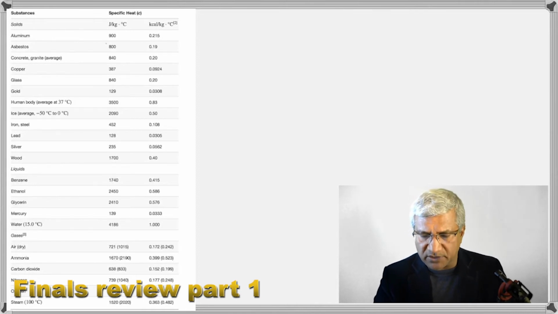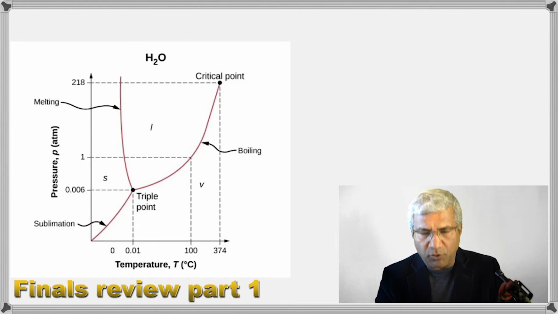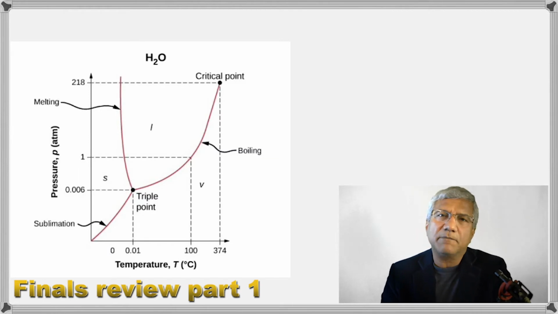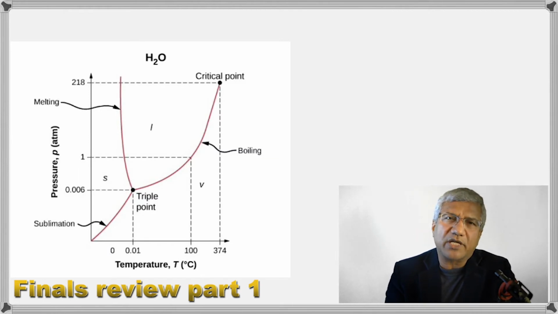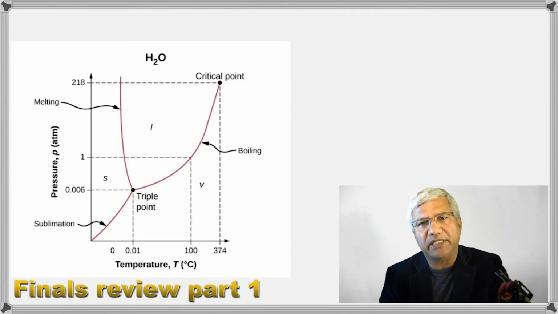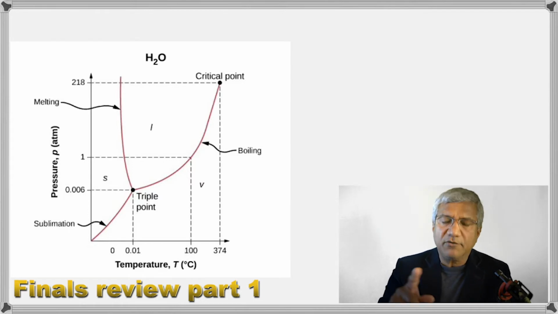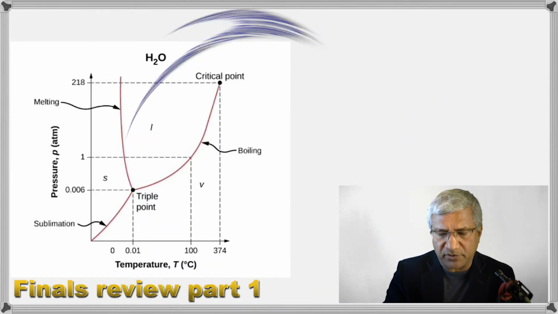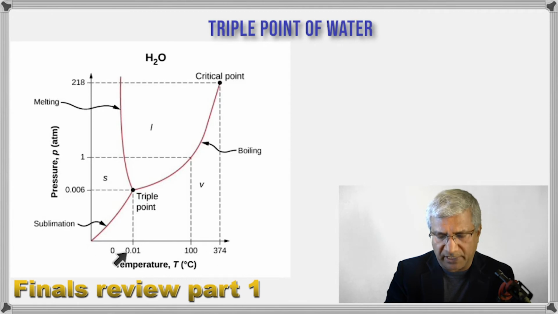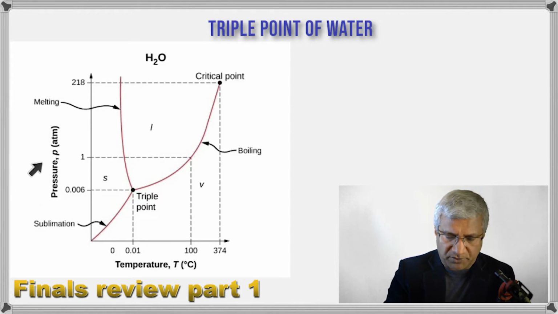And here is a question. Before we work out that question, let's take a look at what the meaning of triple point is. First of all, this is a graph drawn with temperature on the x-axis and pressure on the y-axis. Unfortunately, the pressure is in atmospheres. Okay, so that's 1 atmosphere. And the temperature is in Celsius.